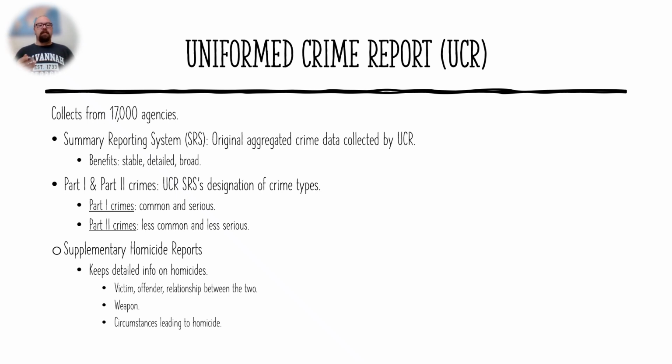And so the UCR collects from about 17,000 agencies, and it classifies its data into Part 1 crimes and Part 2 crimes. Your Part 1 crimes are your more serious crimes. That's like where your homicide and your rape would occur. Part 2 crimes are your less common and less serious violations. That's like your gambling and things like that.